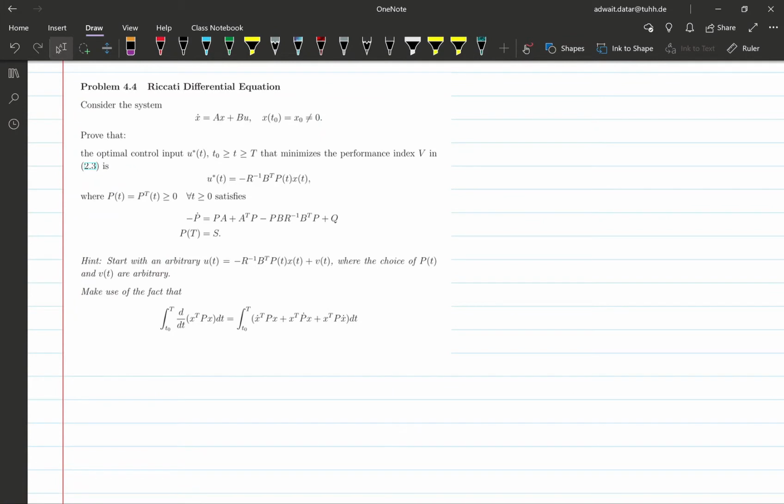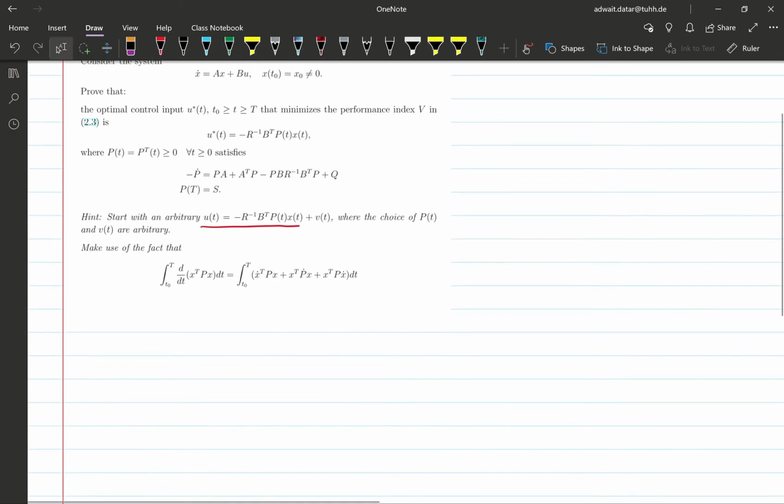So problem 4.4, you can see it on the screen here. It is basically a derivation which shows that the optimal control problem, or the LQR problem, with finite horizon T could be solved by solving the Riccati differential equation and choosing the optimal control input u as this, based on the solution P to the Riccati differential equation.